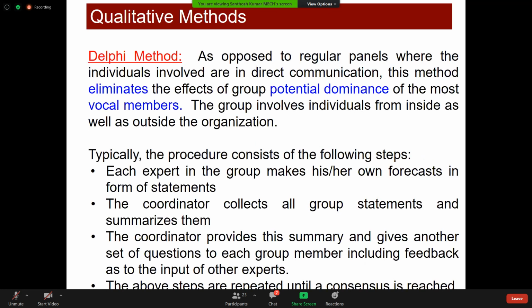So the Delphi method, as I said, is an updated one. As opposed to regular panels where the individuals involved are in direct communication, this method eliminates the effects of group dominance by the most vocal members. Generally, in any company there will be a marketing department.